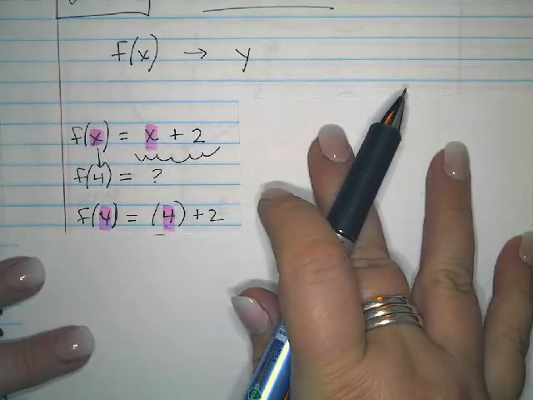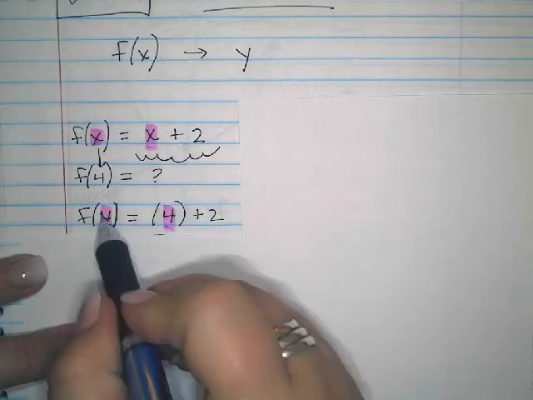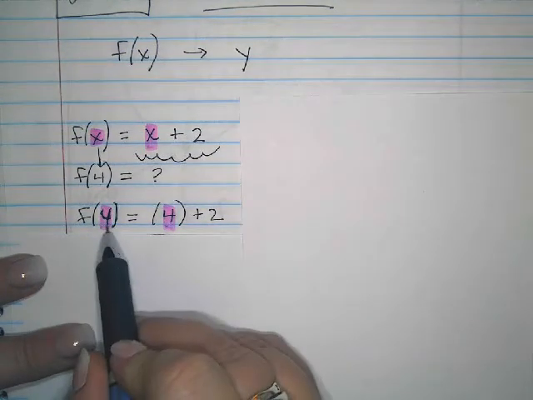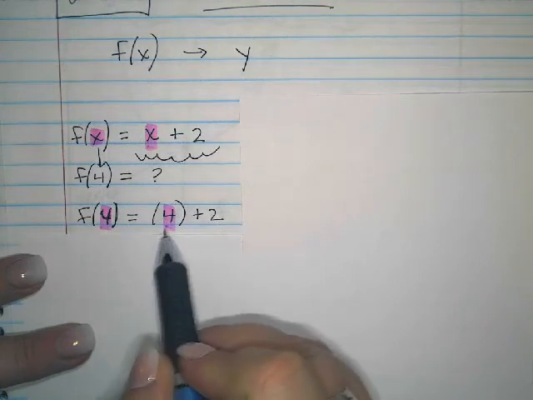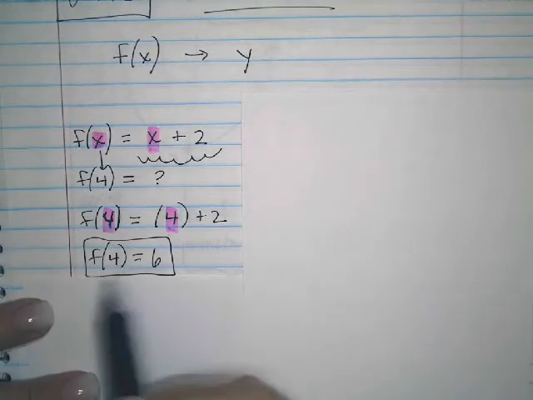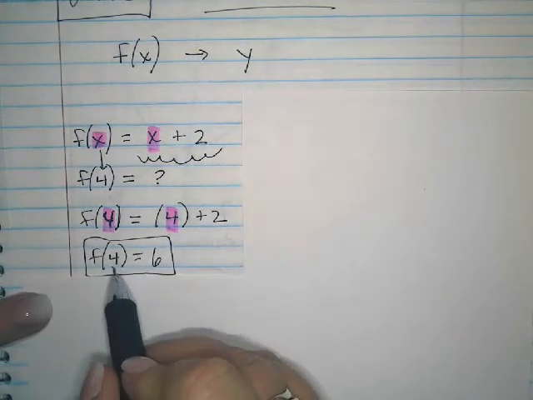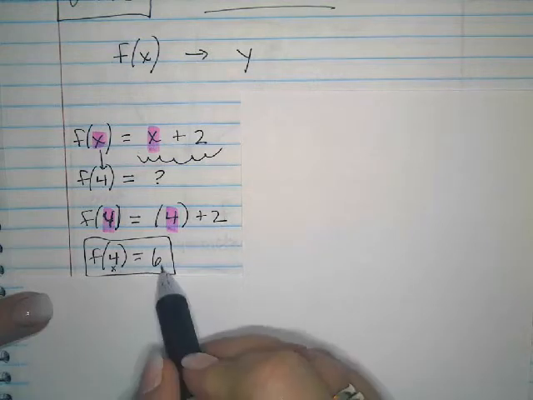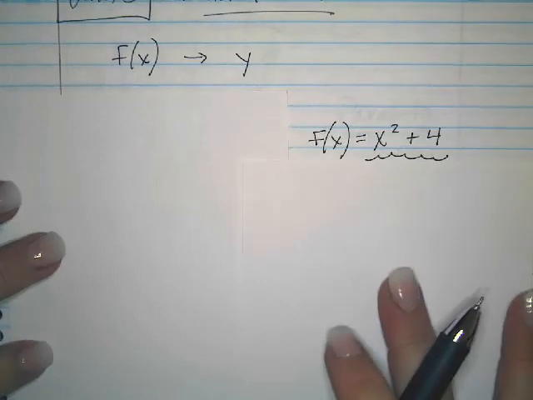So I'm going to do that. I'm going to take x plus 2, that's the function that they asked me to do, and instead I'm going to put in a 4. And so I'll write x plus 2, but instead I write 4 plus 2, which gets us 6. So f of 4 is equal to 6, meaning if I put 4 in for x, I'm going to get 6 for y. Let's take a look at this one.